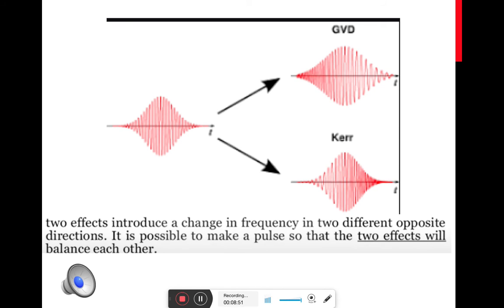You can see from the figure that the two effects introduce a change in frequency in two opposite directions. Because of the Kerr effect or self phase modulation, the lower frequency components are in the starting edge and the higher frequency components in the ending edge. Similarly, the opposite is the case for group velocity dispersion: the higher frequency components are at the starting end, and the low frequency components are at the ending end. So when these two are combined, the two effects will be nullified, and the pulse will be a balanced pulse that can propagate without broadening and dispersion. Okay, this is the basic principle of a soliton.